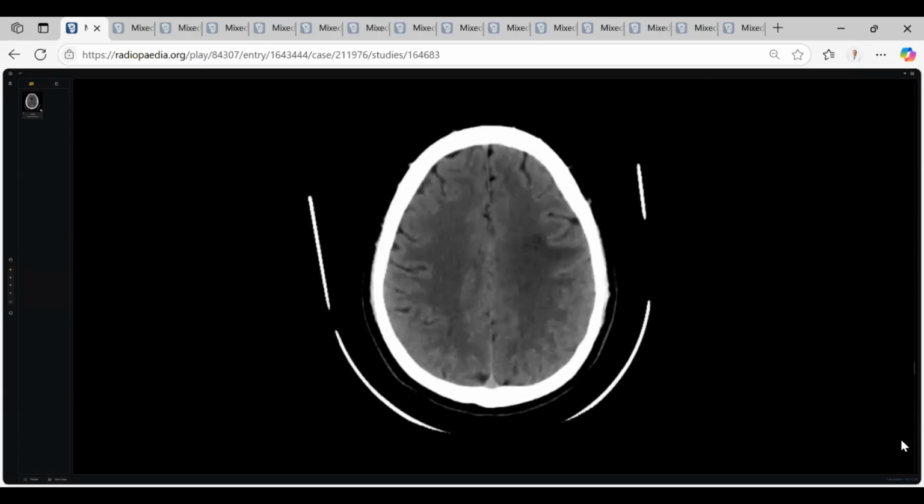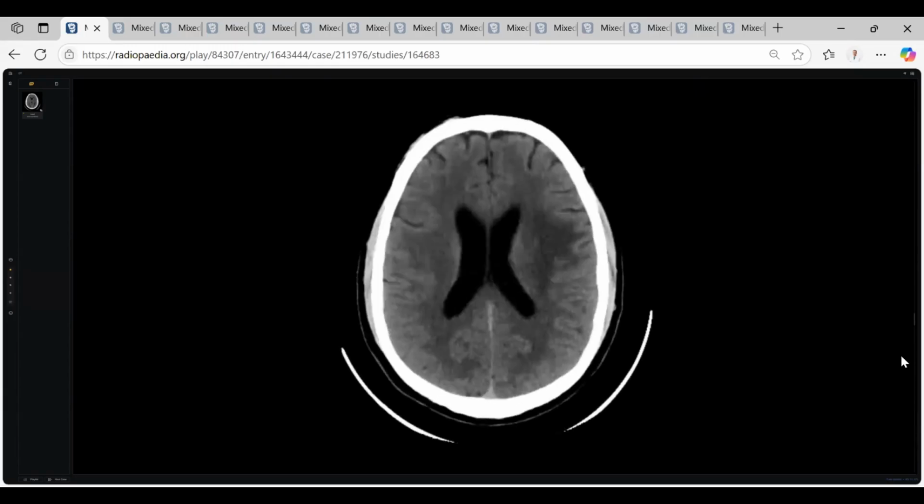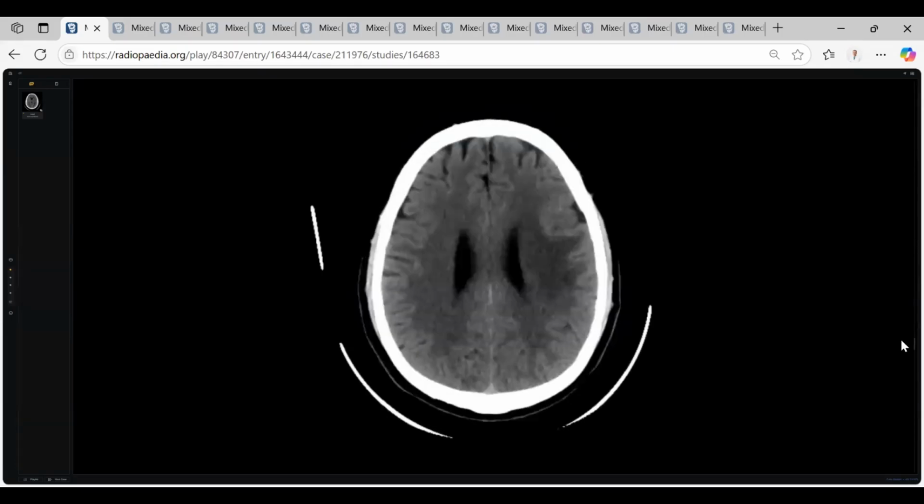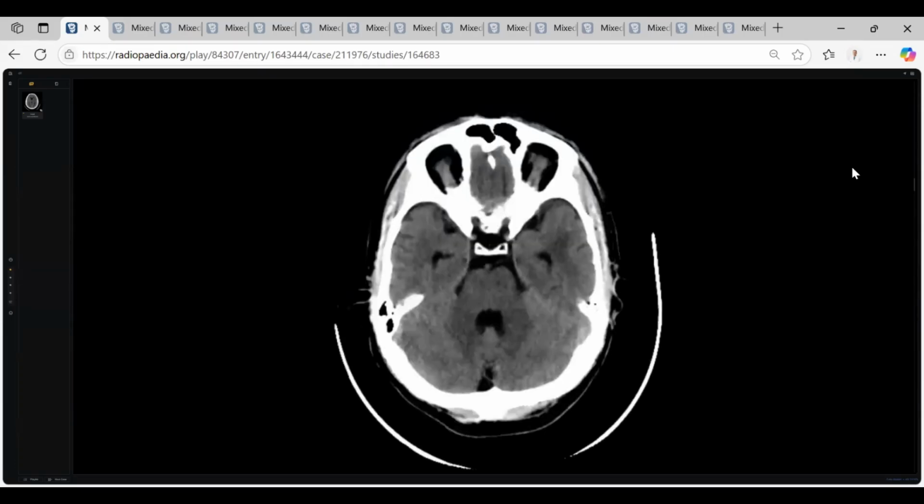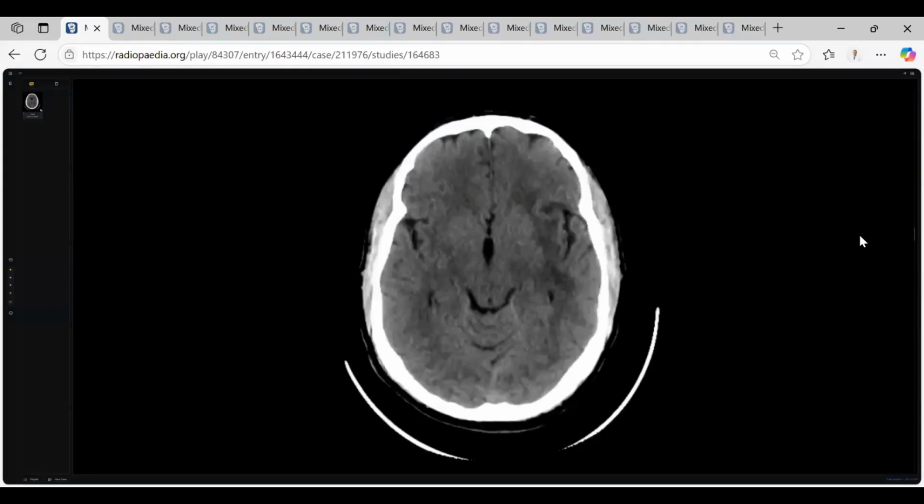I've been provided with an axial cut CT brain for a 30-year-old male coming with new onset of seizures. Sorry, sir, it's not scrolling well. I will scroll. This axial cut is a non-contrasted CT.